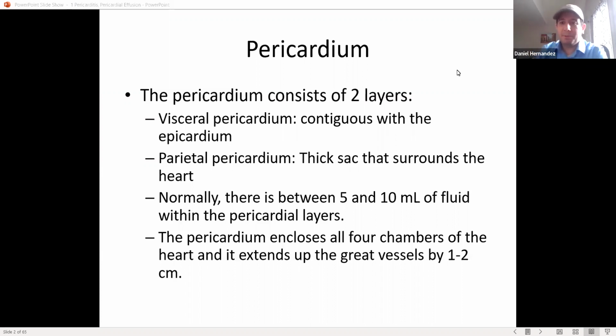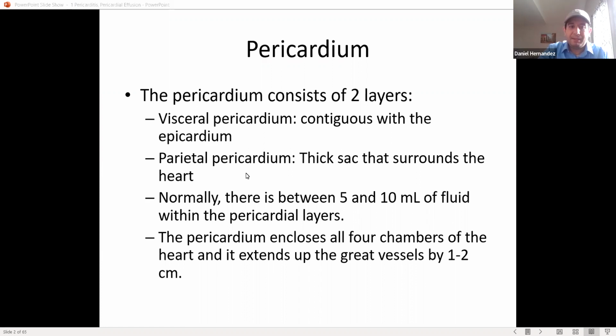So just a little bit of review for our pericardial layers. The pericardium consists again of two layers. So we have the visceral pericardium. That's the layer that's up against the actual organ itself. I think about the visceral layer as the inner layer that's against the heart itself. It's continuous with the epicardium, so think of it as a continuum of that epicardial layer.